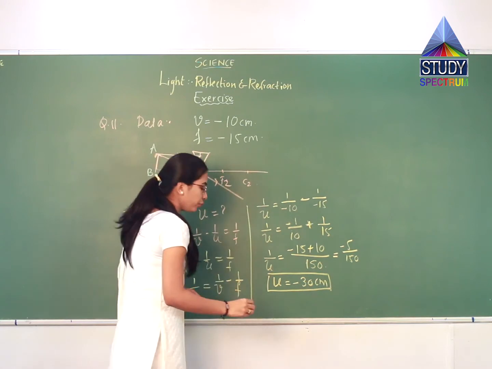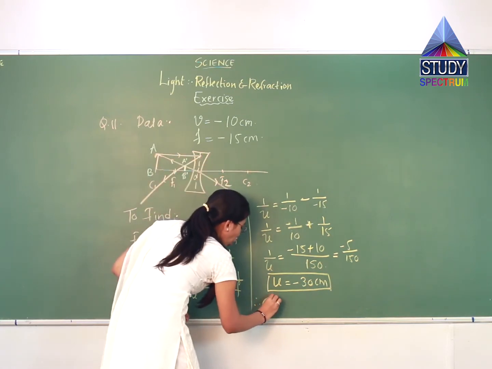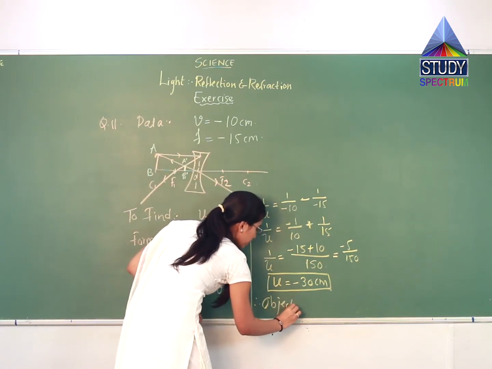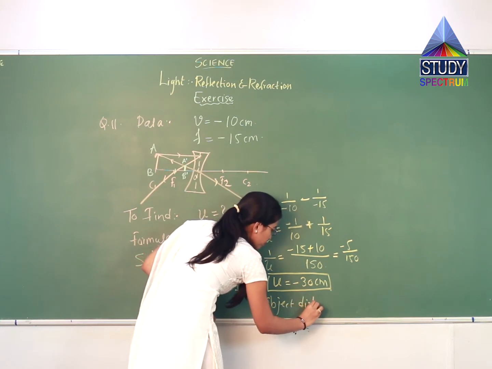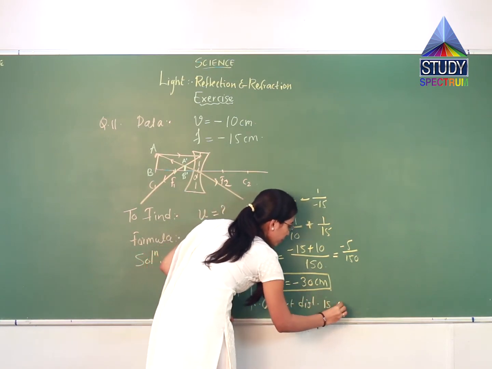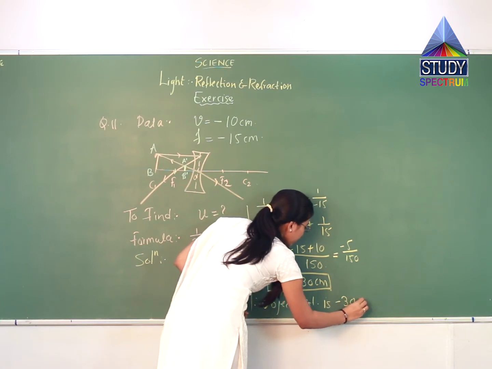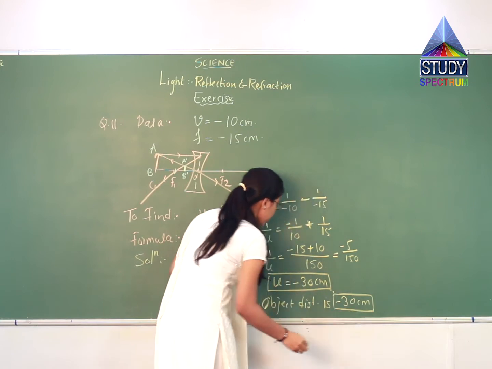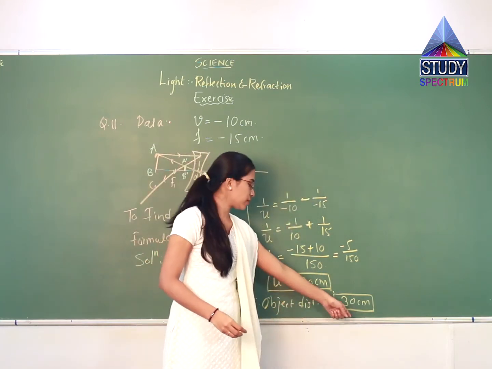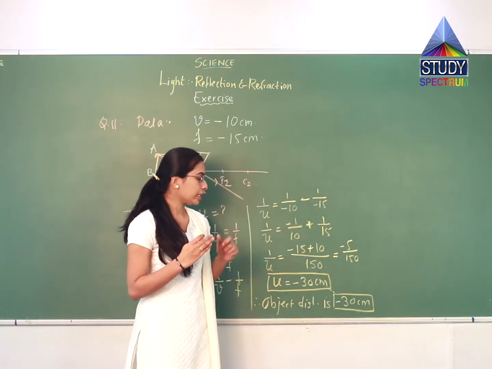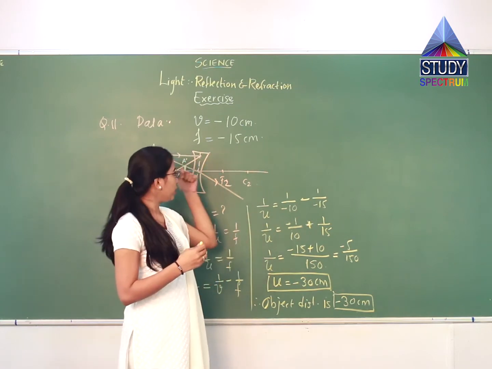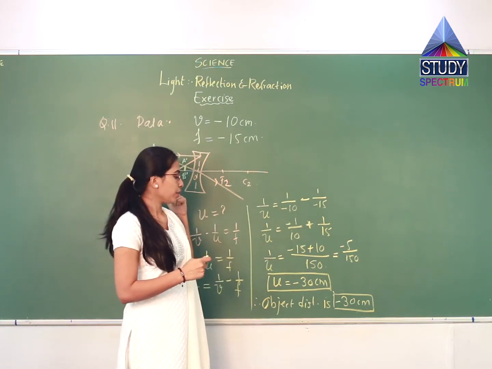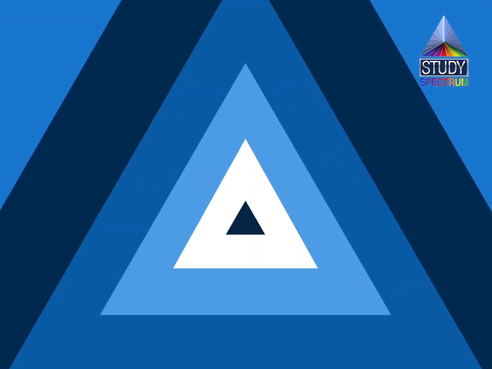So therefore you will write it as object distance is minus 30 centimeter. Or you can also write object is placed at a distance 30 centimeter on the left hand side of the lens. So this is the answer.